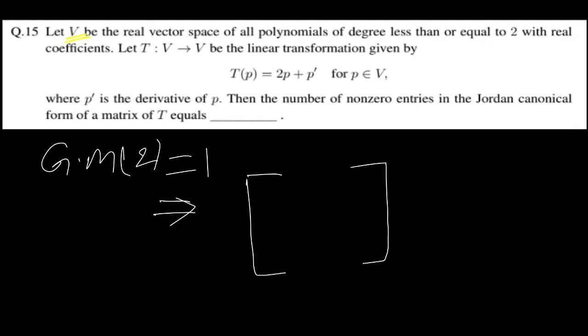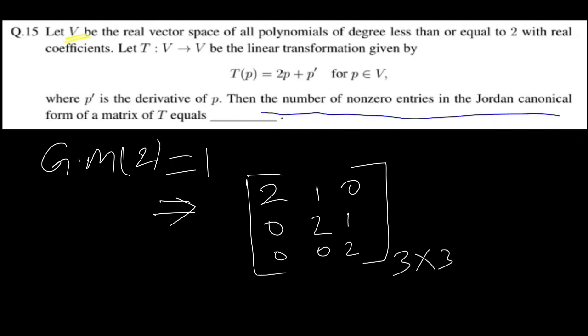What is the Jordan canonical form? It should be 2 1 0, 0 2 1, 0 0 2, a 3 cross 3 matrix, which is the Jordan canonical form. In the given question, we must find the number of non-zero entries. This is the Jordan canonical form, the JC form.